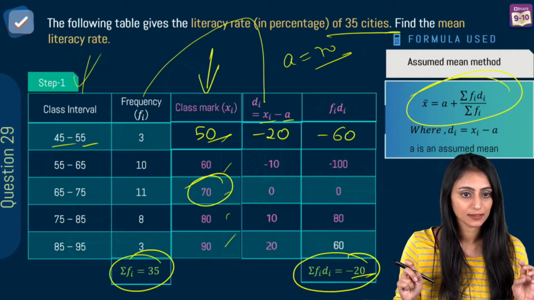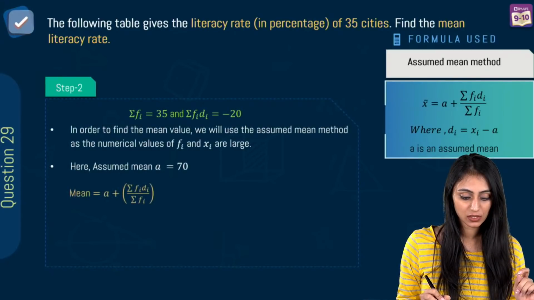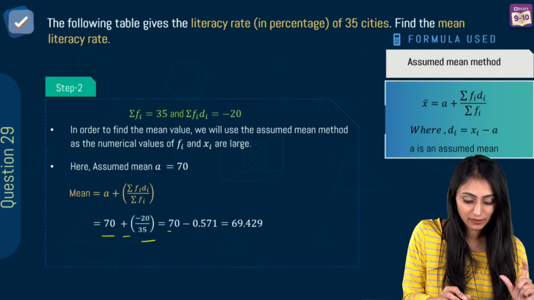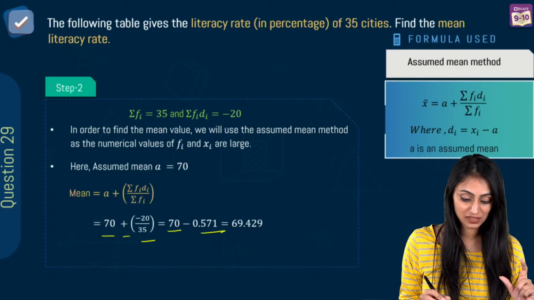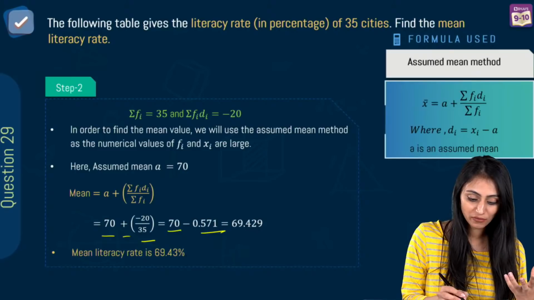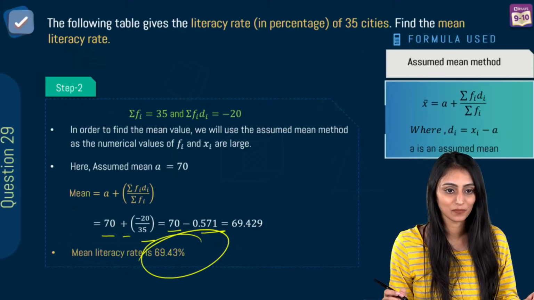Yes. So what we will do here is we have all the values, let's put it in this formula. We have to write the formula first. So that's 70 plus minus 20 by 35, 70 minus 0.571, 69.429. So after rounding off we get 69.43%. That's the mean literacy rate.